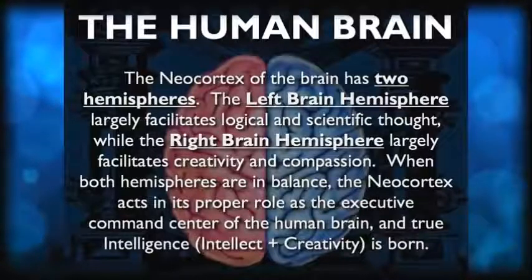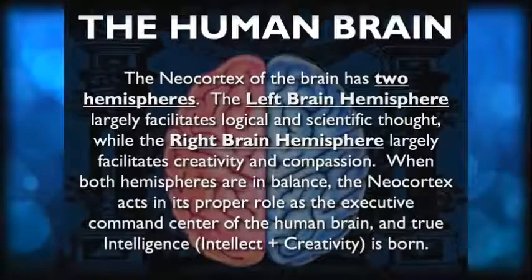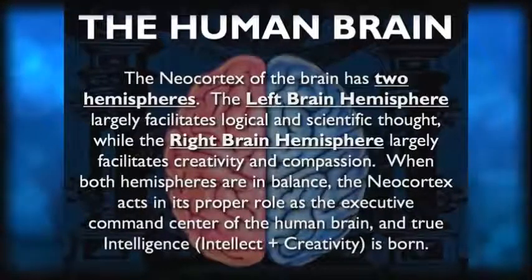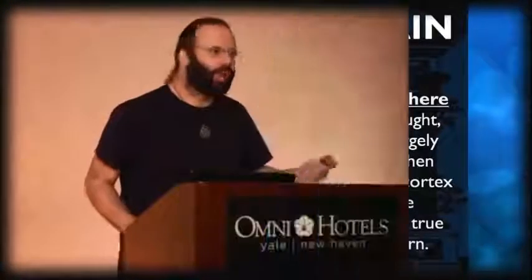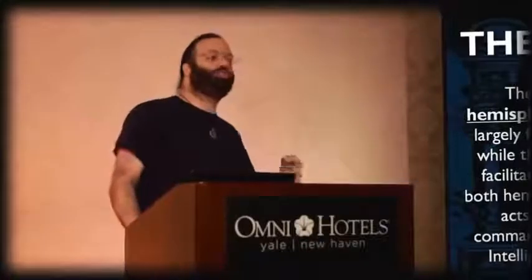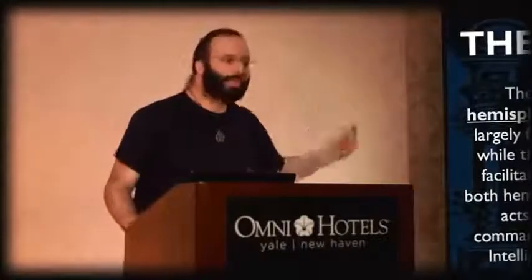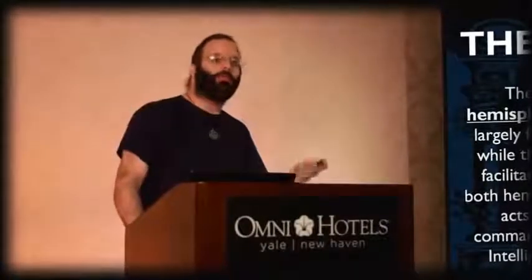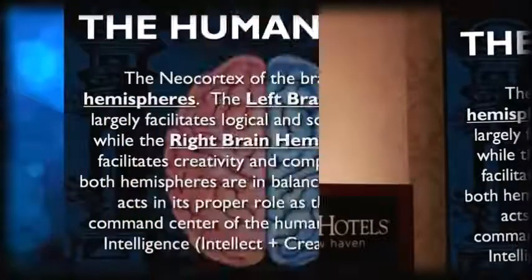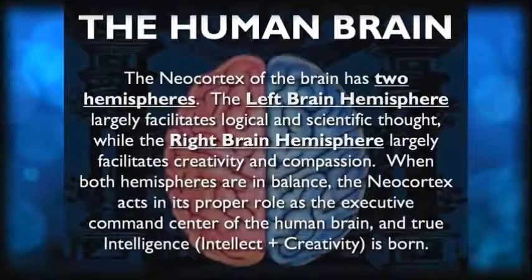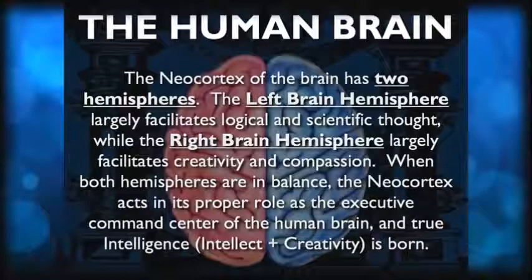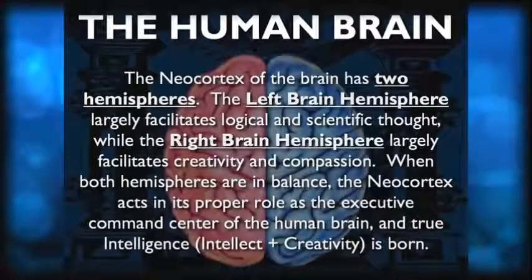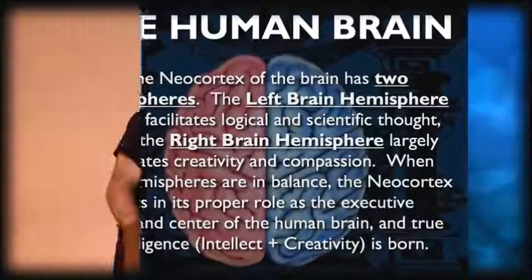Intelligence. Intella is where intellect comes from. And gens, G-E-N-C-E, comes from the Latin verb generare. Generare means to generate or to create. So it's the creative aspect of the personality, or the right brain. So intellect plus creativity, logical thinking plus nurturing and compassion. That's real intelligence, holistic intelligence.